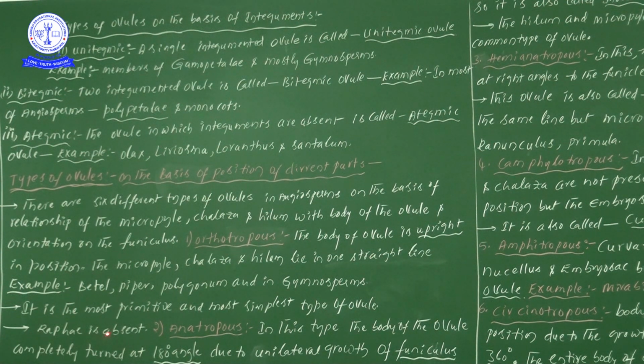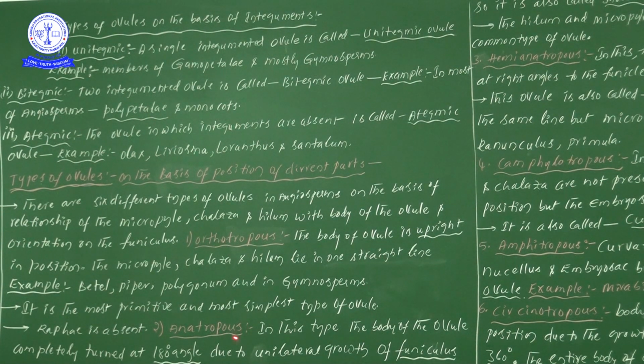And there, which one is absent? Raphe is absent. Why? Because raphe is formed when the funicle or funiculus is attached to the main body of the ovule; at that time one ridge formation takes place, and that ridge we call the raphe. That raphe in Orthotropous ovules is absent.